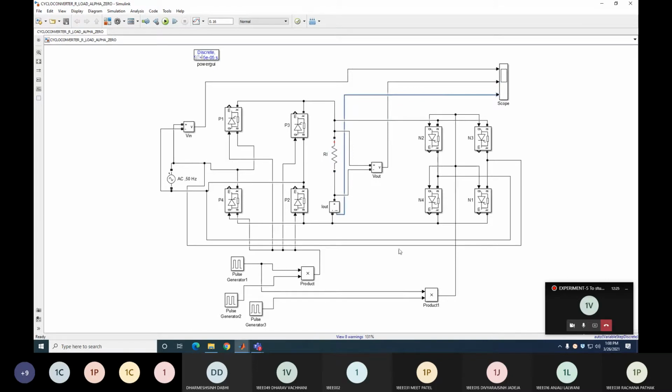So the main logic to simulate this step down cycloconverter is that first you decide the frequency, which frequency you require at the load side. So here we decide the frequency of output voltage is 1 by 4 times Fs. Based on that frequency, you provide the gate pulse to all these thyristors. As you know, for 1 by 4 times Fs, in the first 2 cycles of your supply, you get the positive output voltage, and in the next 2 cycles of your supply, you get the negative output voltage. So based on that, provide the gate pulse to all these thyristors.